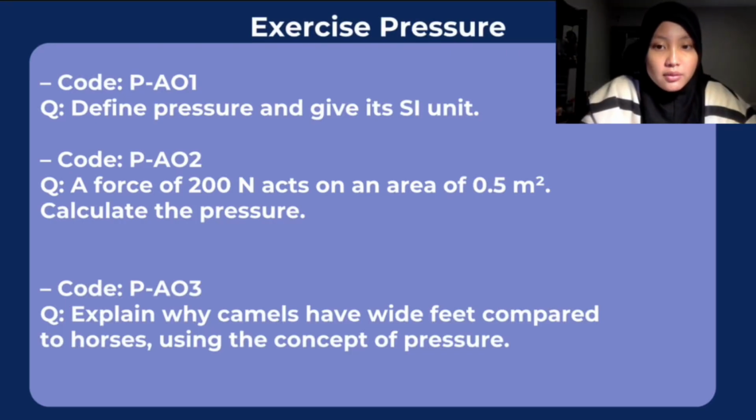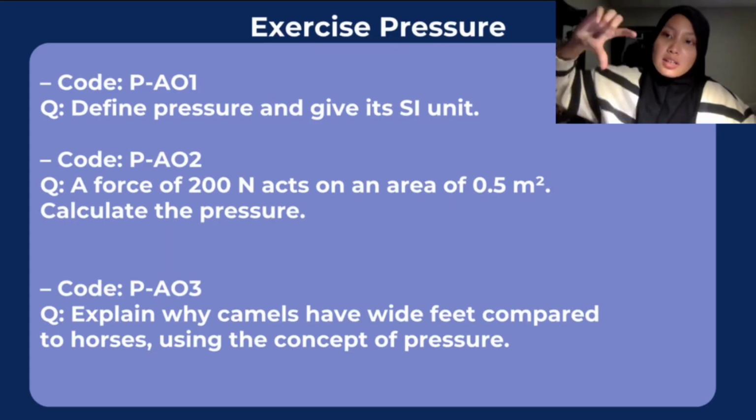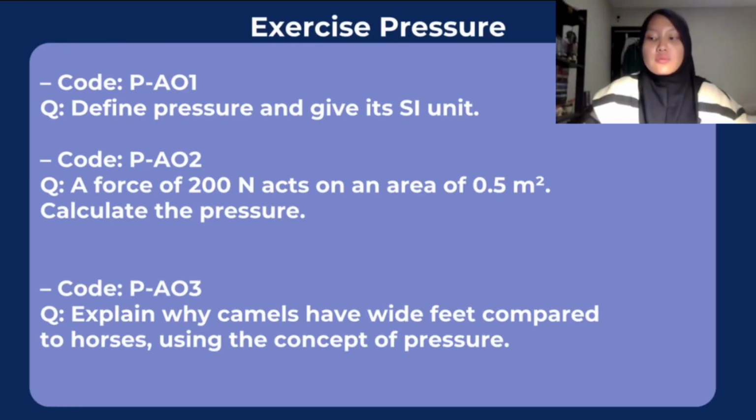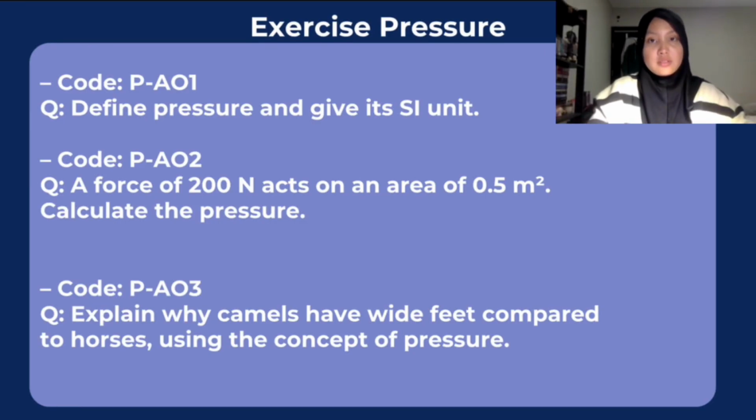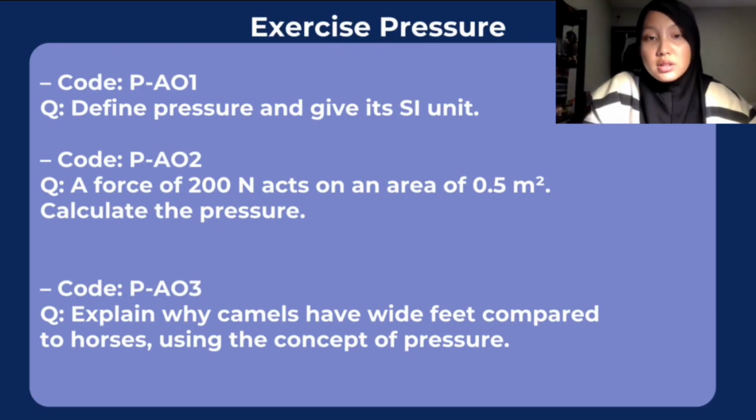Explain why camels have wide feet compared to horses using the concept of pressure. This is how we do it: we take an example from other things in life. A larger surface area means lower pressure, so camels don't sink into the sand as much as animals with smaller feet. If you wear heels, the edge of the heels has a smaller surface area, which means the edge of the heels will have more pressure than the toe where you slip it on. That's how pressure works. So that's out of the way, we can move on to the next one.